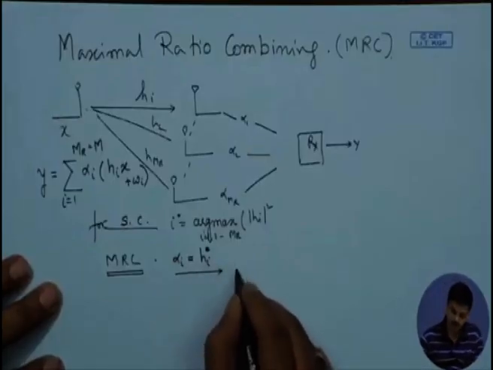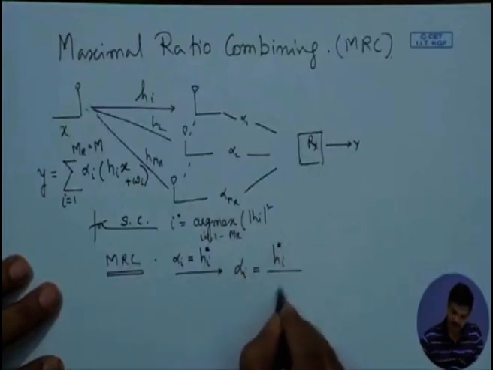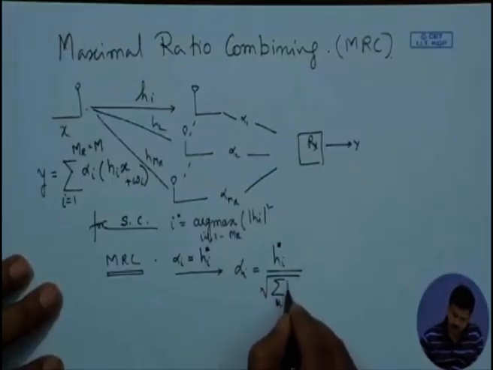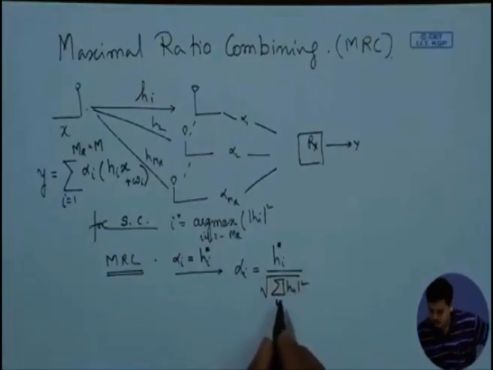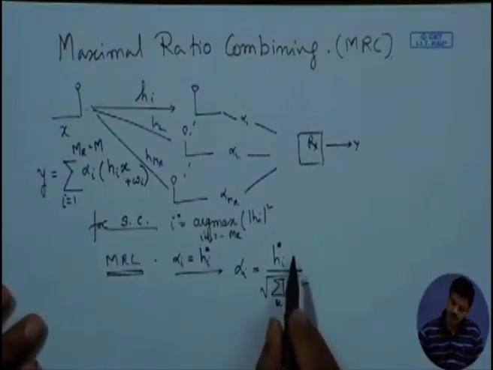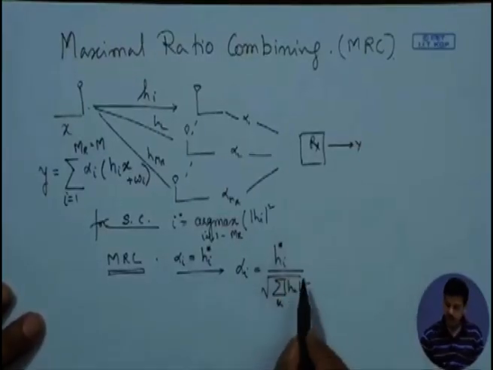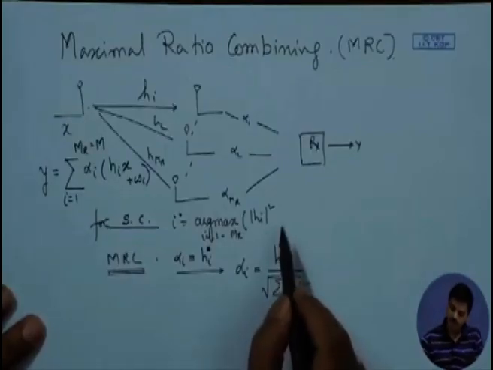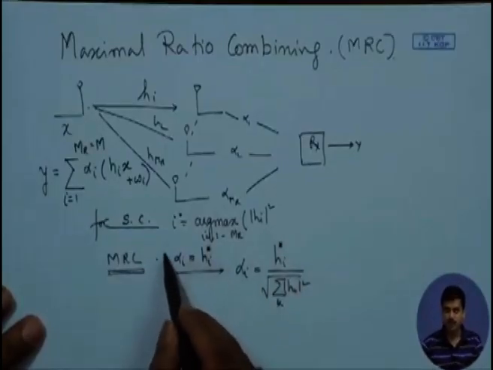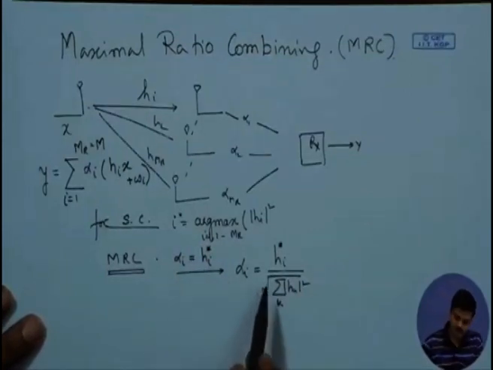But if you are doing higher order modulation, one has to choose alpha i as h i conjugate divided by the square root of the sum over k of mod h k squared. So basically it's a normalized coefficient. We do this normalization so that at the output we get values which can be easily decoded. When you are doing simulations, or have an actual receiver, this is what you have to use, but when you are doing error probability analysis, you can do with the simpler one for QPSK, because the SNR calculation remains the same.